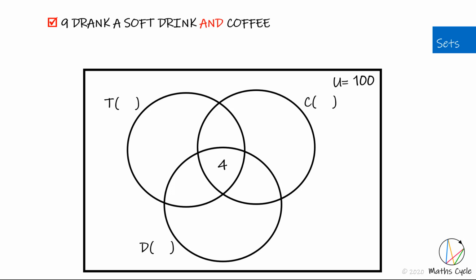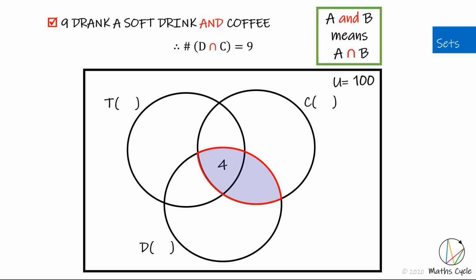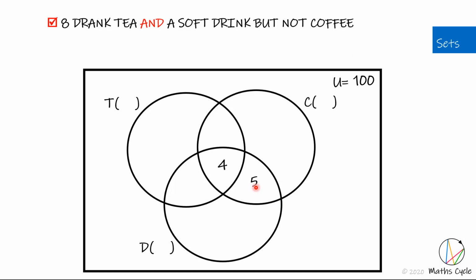Next bit of information, 9 drank a soft drink and coffee. So and means intersection. So D intersection C equals 9. So that means the space left over then in the intersection will be 9, take away the 4 we already have, which is 5.